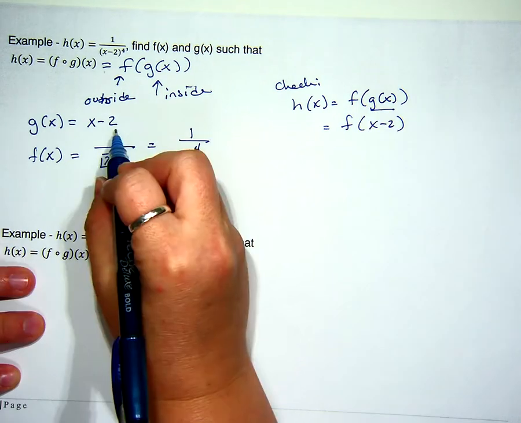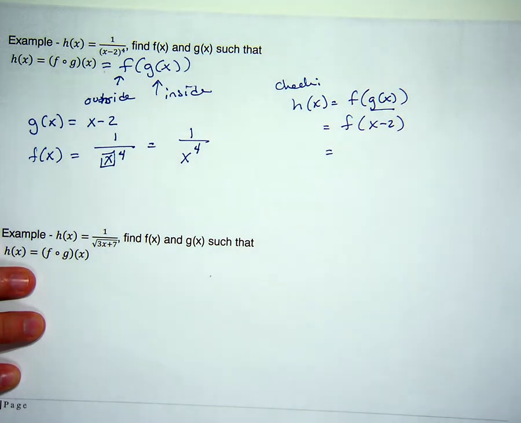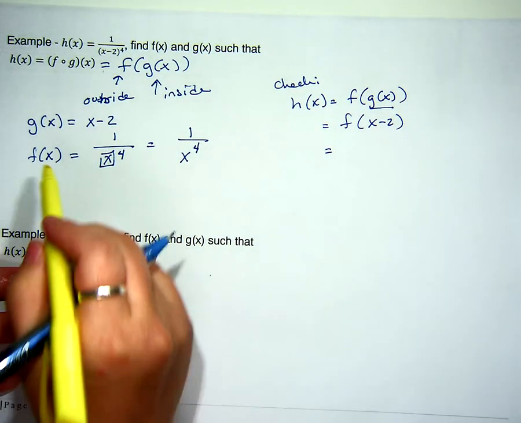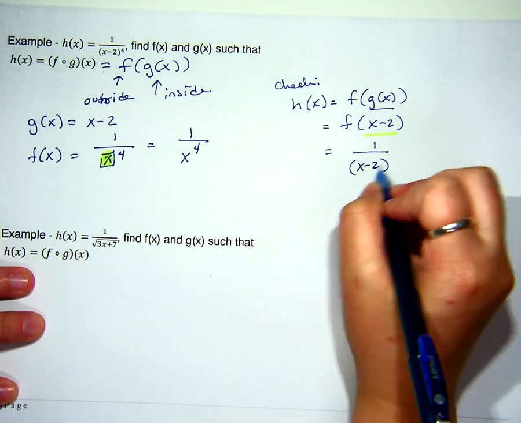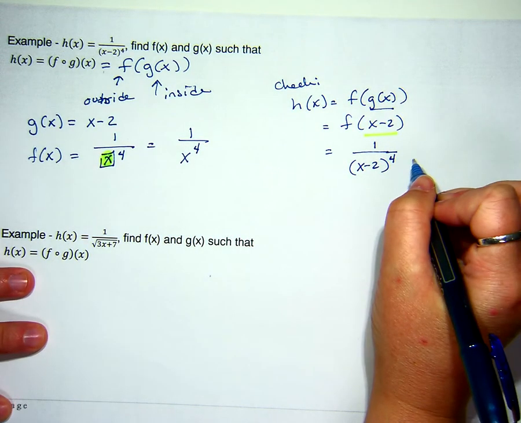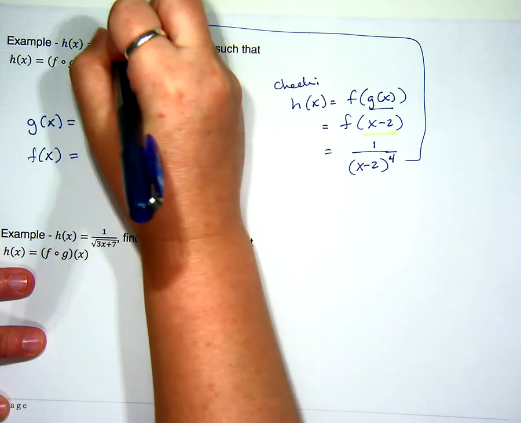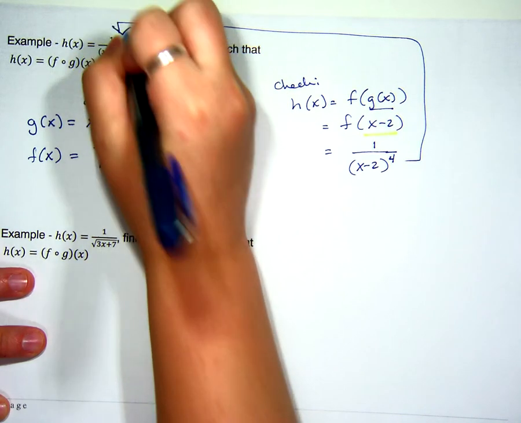X minus 2. F of means that I'm going to replace my x with my x minus 2. So that's 1 over x minus 2 to the fourth power. Does this match the function that we started with? Yes. So these two functions work.